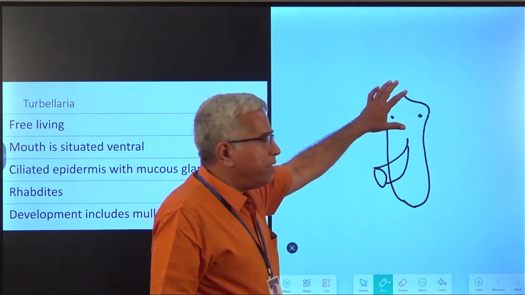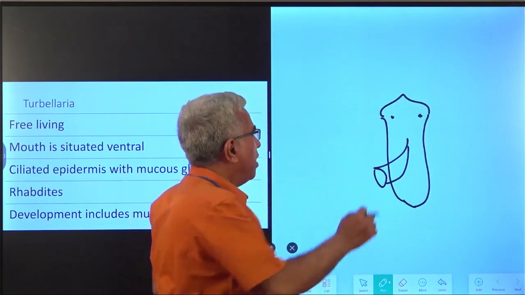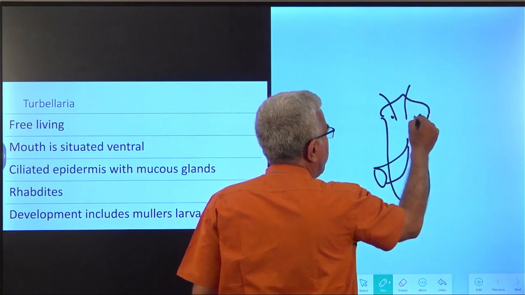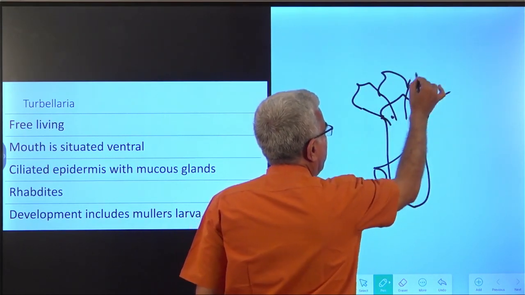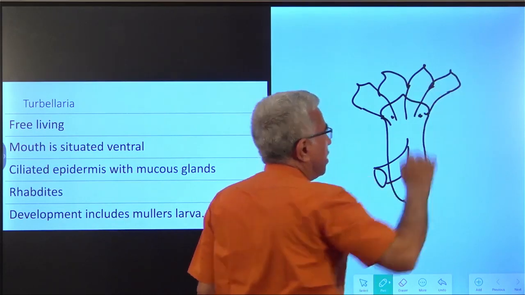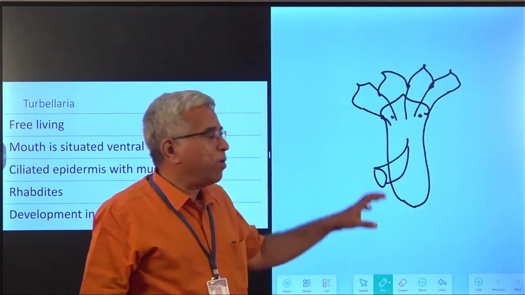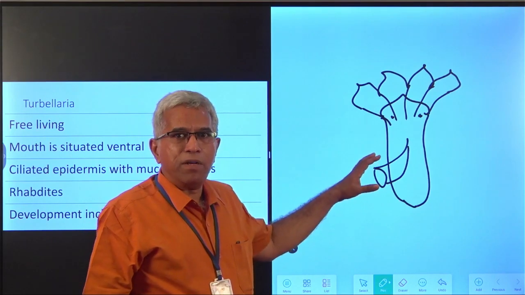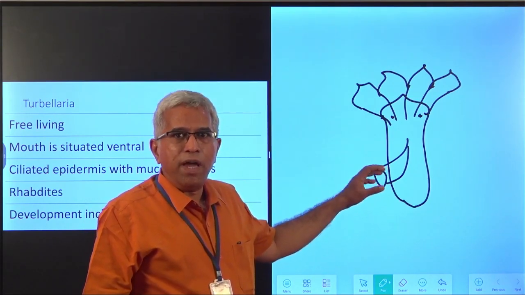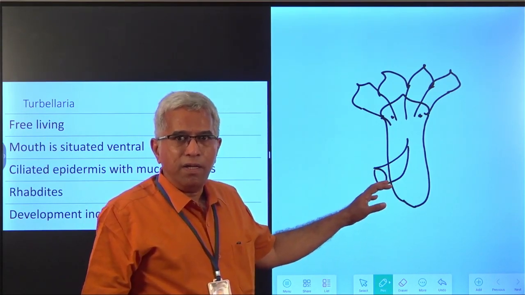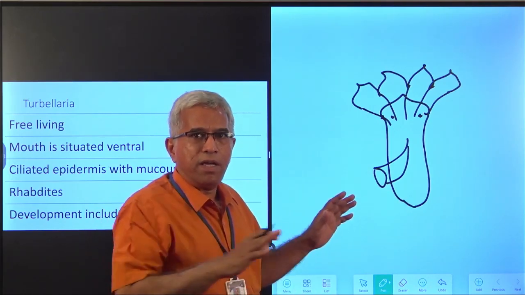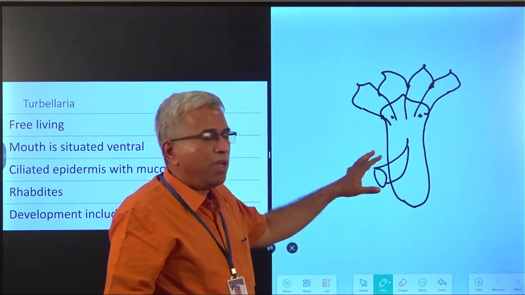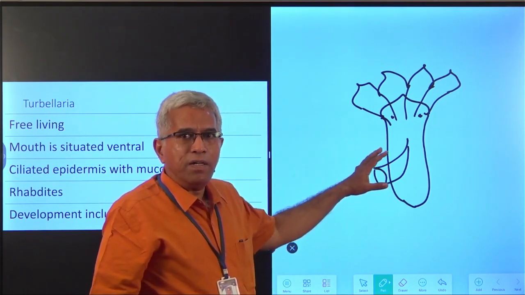For example, you take this head part of the Platyhelminthes. If you cut this head into 10 pieces like this, each piece will develop a separate head. This phenomenon where multiple heads are formed is called heteromorphosis. You see this, it looks like a multi-headed monster, just like Ravanasura. So that is the beauty of regeneration of these Turbellarians.